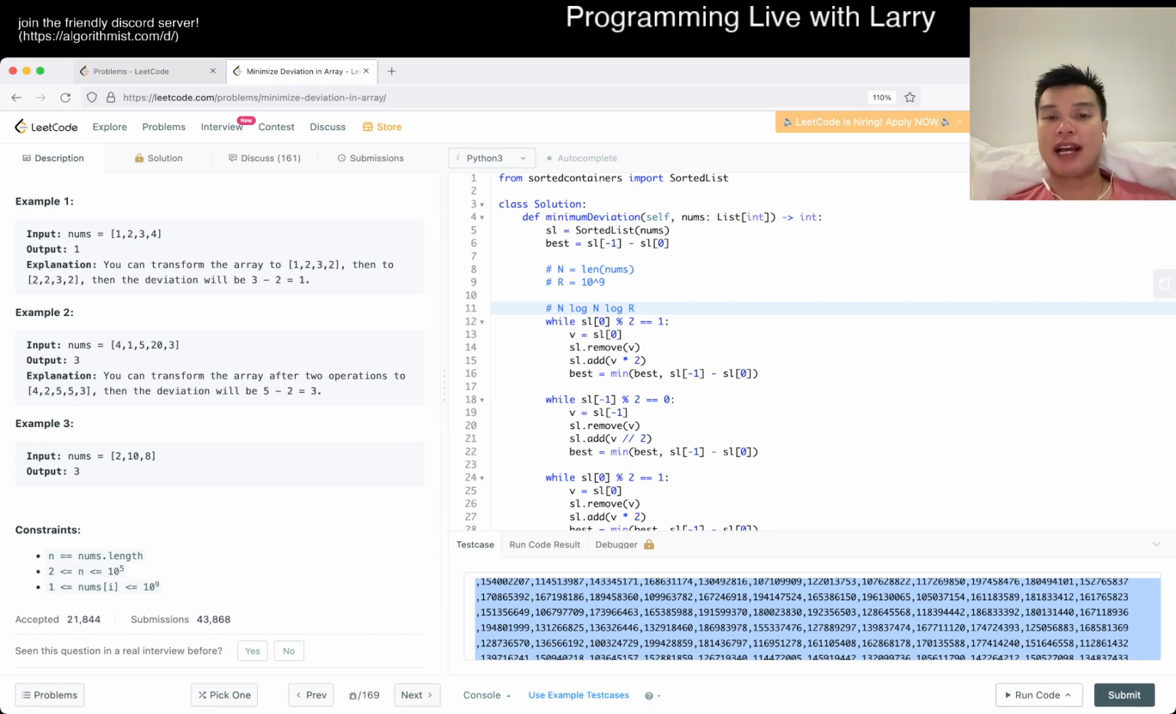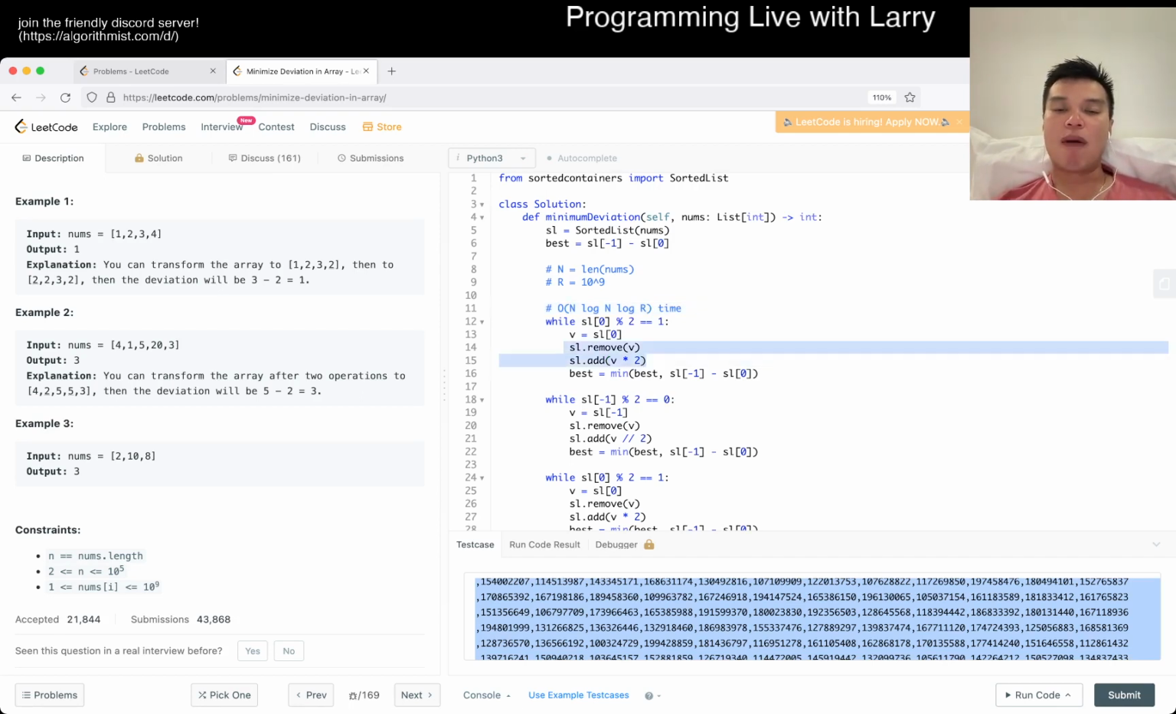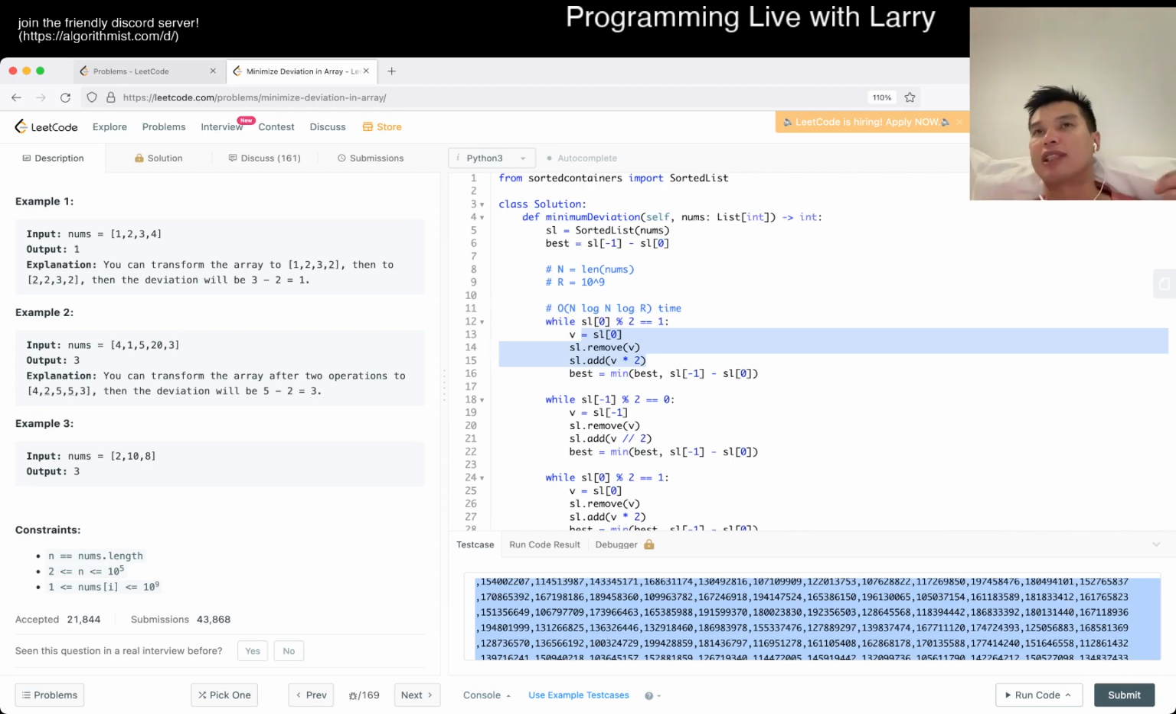The reason why this is the case is because for each number that we have, each operation is going to take log n time, and for each number we do log r of these, because for example if you have 2 to the 32, you can divide it by 2 32 times, right? So that's roughly the idea behind this complexity.